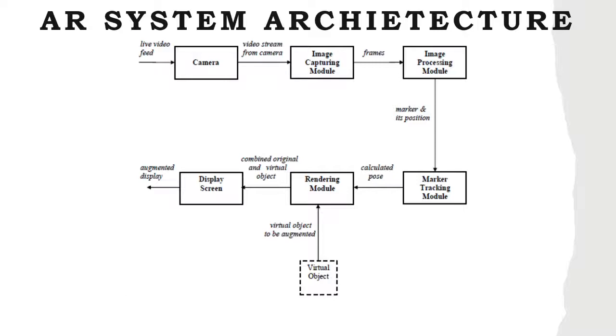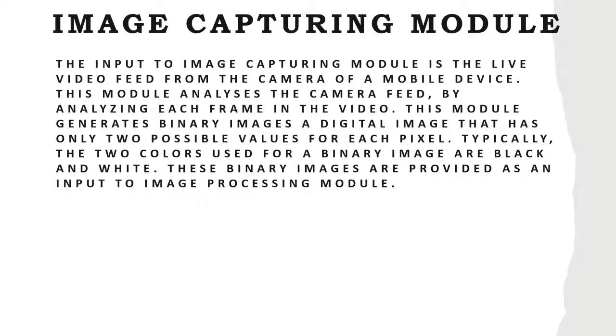And then after all this processing and tracking is done, it is passed to the rendering module. The virtual object that we want to augment is combined with the real world image. Then it is passed to the display screen, and we actually see the output on our displays. So that's how this AR system architecture works. I hope you are clear with the concept.